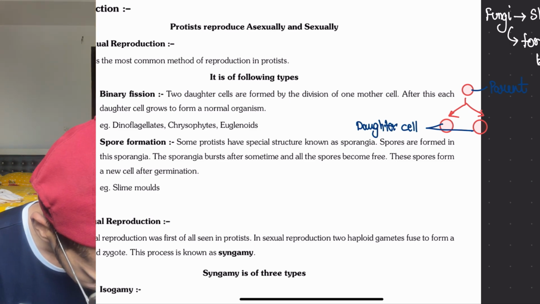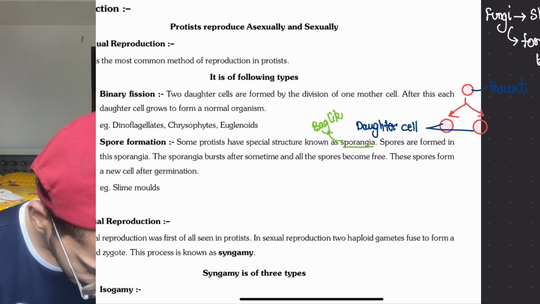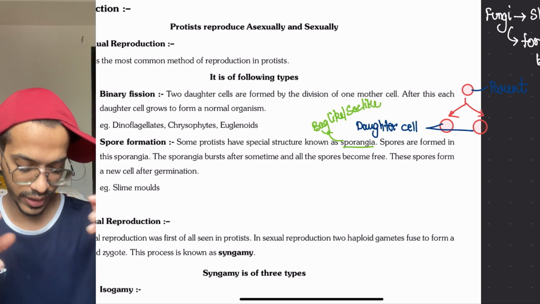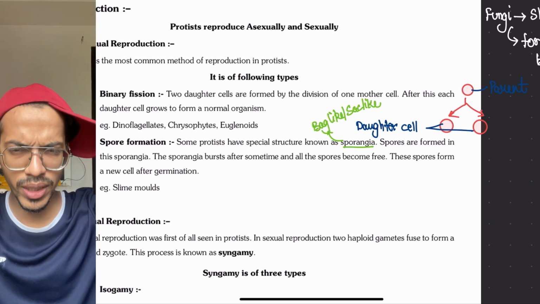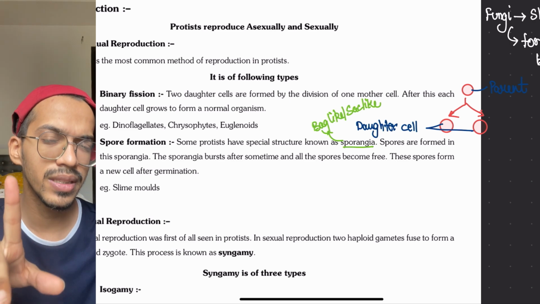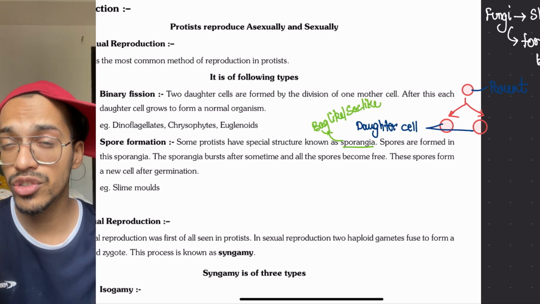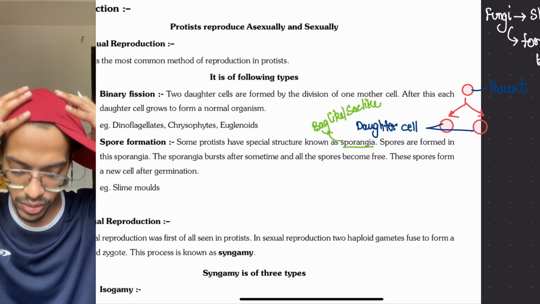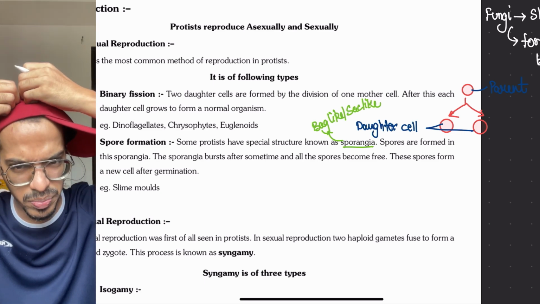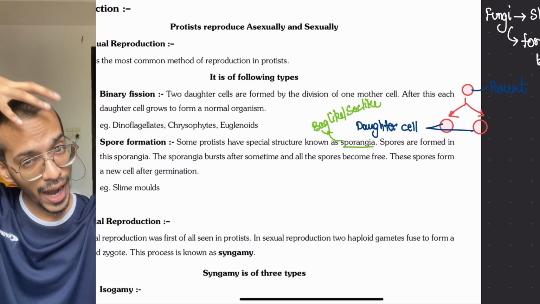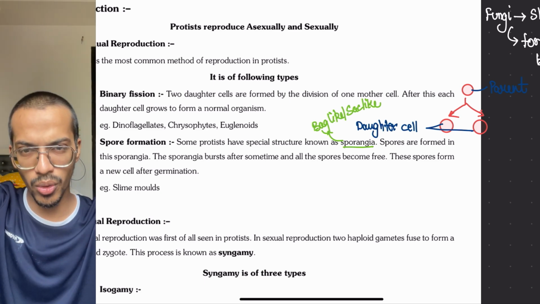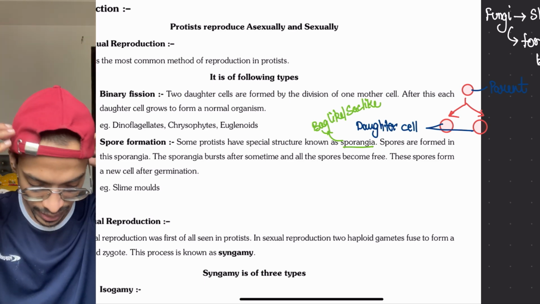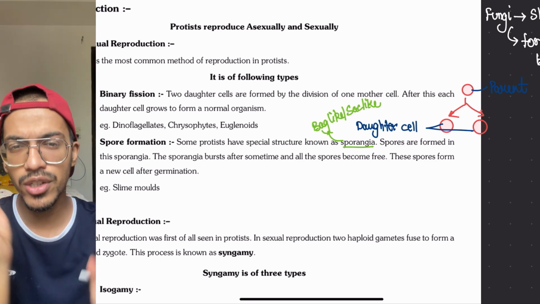This word will come again and again, so I am writing here: sporangia is a bag-like or sack-like thing. Inside it, spores will form, a feature like the endospore we studied in bacteria. Here also the spores will form. Then this thing will burst, and whatever spores are present inside will go out. It becomes free and germinates to form a new one.